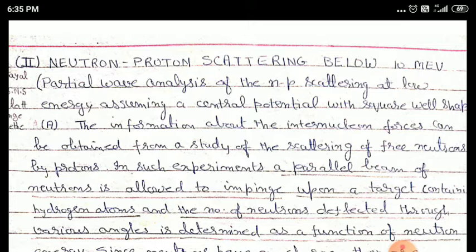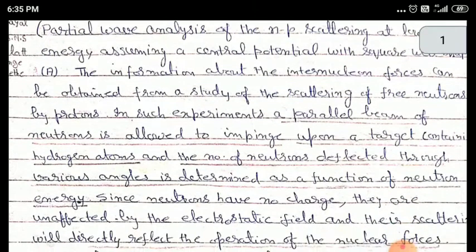As we know, the information about the internucleon forces, that is nuclear force, can be obtained from a study of the scattering of free neutrons by protons. In such experiments, a parallel beam of neutrons is allowed to impinge upon a target containing hydrogen atoms, and the number of neutrons deflected through various angles is determined as a function of neutron energies. These scattered neutrons from the protons are detected by a detector at different angles.